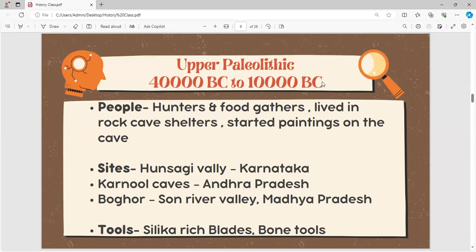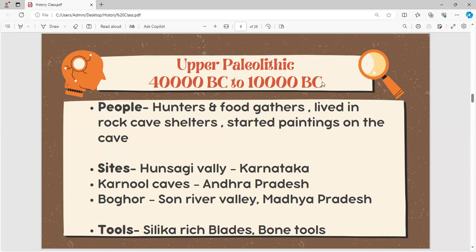Next, Upper Paleolithic, that is from 40,000 BC to 10,000 BC. In this period, people worked as hunters and food gatherers, and like in the last period, that means the Middle period, they lived in rock shelters. They made rock cave shelters, and they also started painting on the caves. That is also one of the important and innovative things they did.